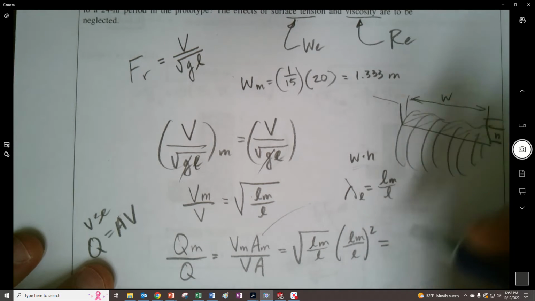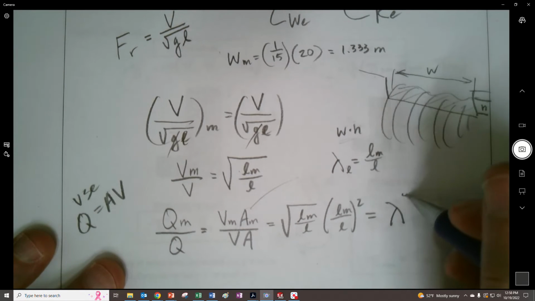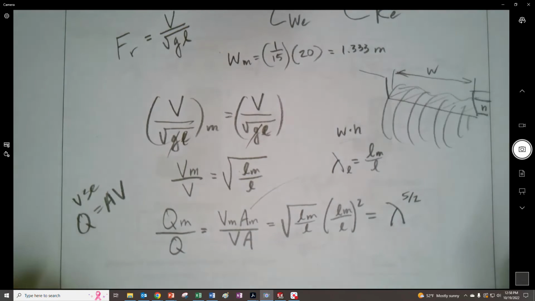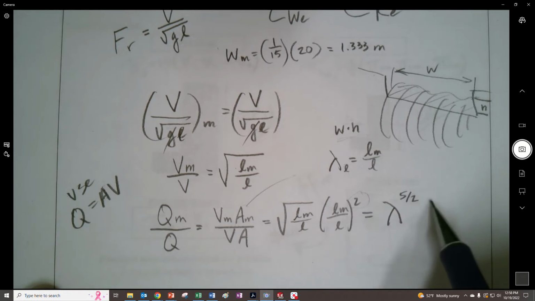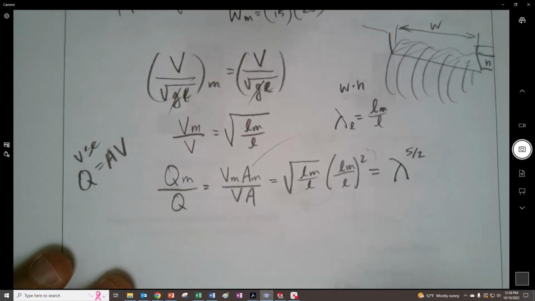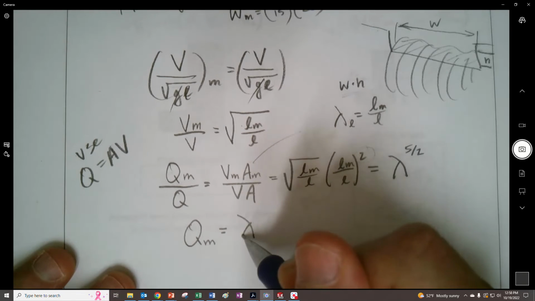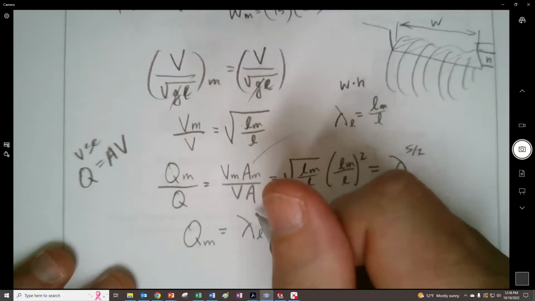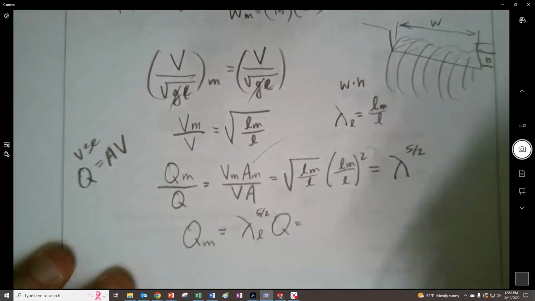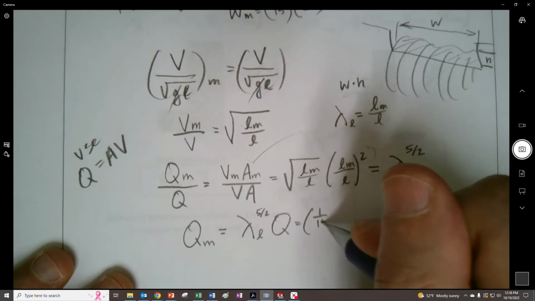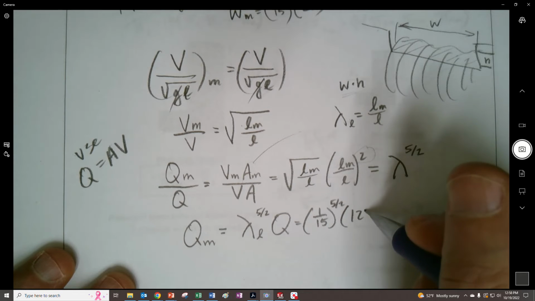L_m over L. What we're going to find with this treatment is that we'd have a lambda to the 5/2, right? Because you have this squared and this is to the 1/2, so we add those together and we get 5/2. So what we could say is the Q of the model is going to be lambda of the L raised to the 5/2. And here's the flow rate of the real thing.